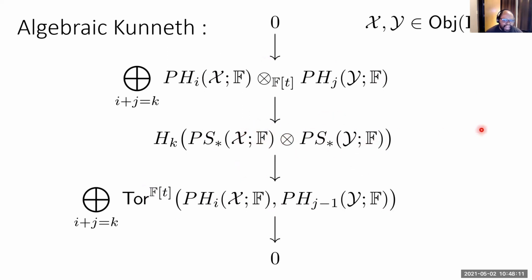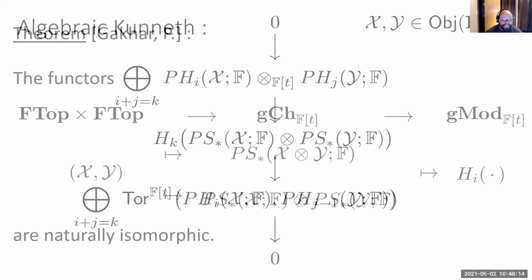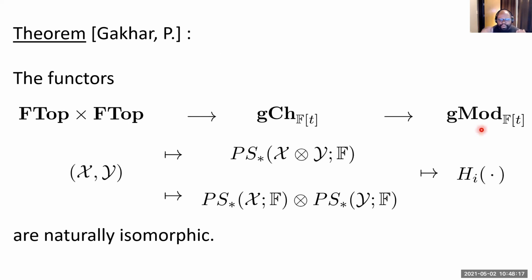And the last step is the following theorem. This is a persistent Eilenberg-Zilber type of theorem we prove. We prove that if you look at the following functors, the functor that takes a pair of filtered topological spaces, computes the persistent chain complex of the tensor product of the filtrations, and then computes homology, is naturally isomorphic to the functor that takes the two filtered spaces, computes their persistent chain complexes, takes the tensor product as chain complexes, and then computes homology.